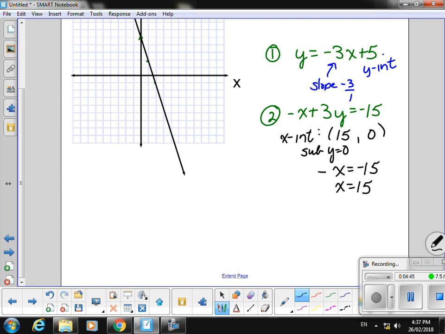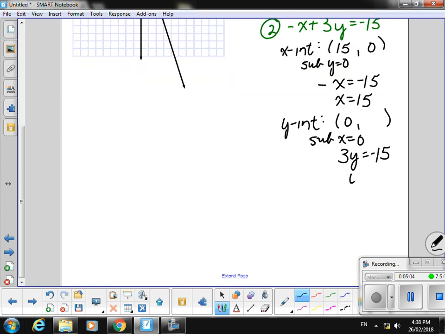This is where I have the advantage. I can move my grid a little bit. My y-intercept is where my x value is 0. So I'm going to substitute x equals 0 into the equation, and I would be left with 3y equals negative 15 because that first term is 0. Dividing both sides by 3, I would have a y-intercept of negative 5.